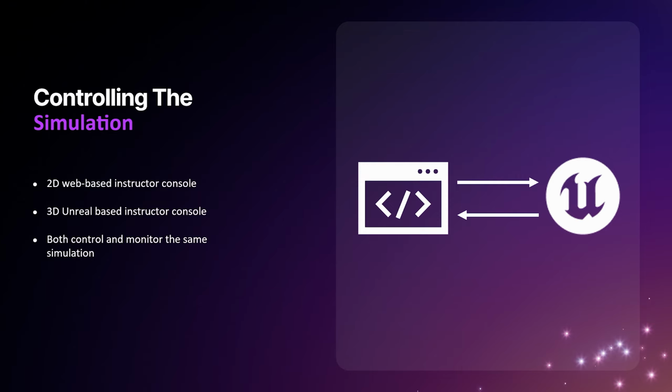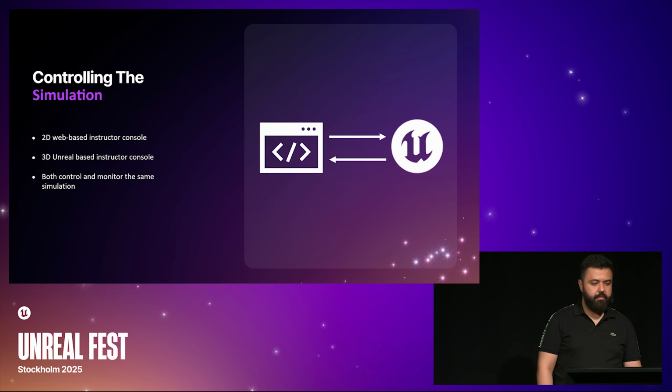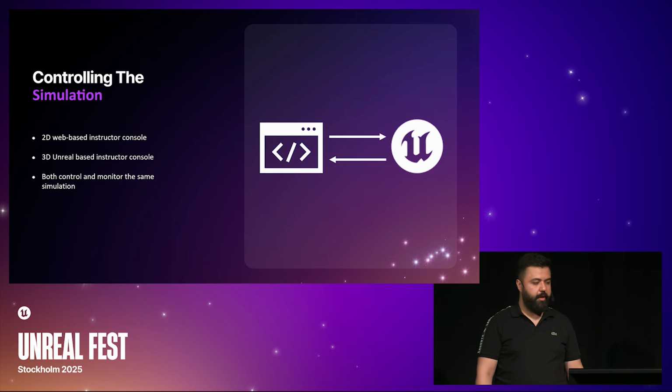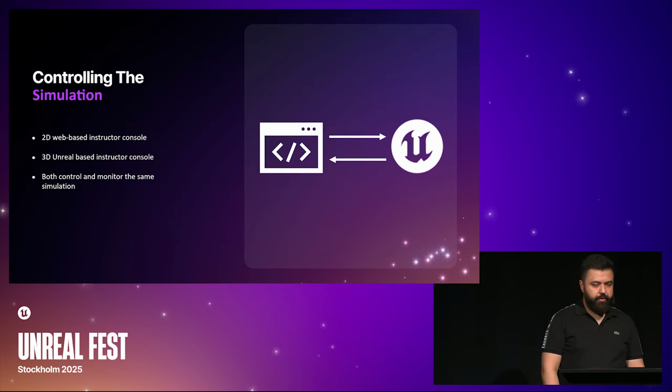Now that we simulate the roles and the scenarios, let's talk about how we manage these scenarios with instructor operation systems, in short, trainer consoles. We have two trainer consoles. One of them is a 2D web-based instructor console. It's portable and allows trainers quick scenario control. We'll talk about that later in detail. The other one is a 3D Unreal-based instructor console. Both allow us to control and monitor the same simulation. Let's see a quick demo.